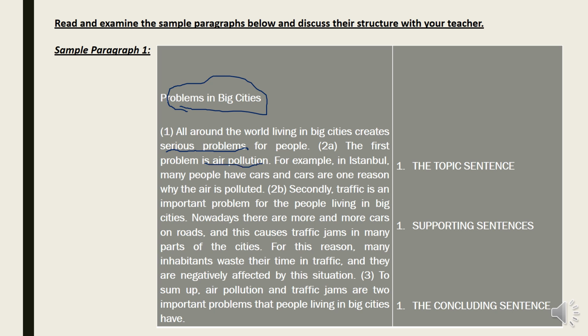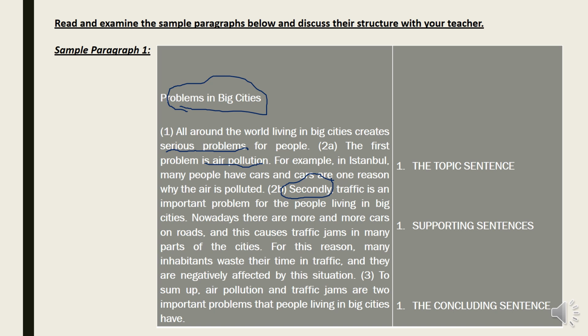I have to give an example. This is a transition. For example, in Istanbul, many people have cars, and cars are one reason why the air is polluted. This is the first supporting sentence with an example. Secondly, and this is also a transition, these are very important, how to connect our ideas. Traffic is an important problem for people living in big cities.